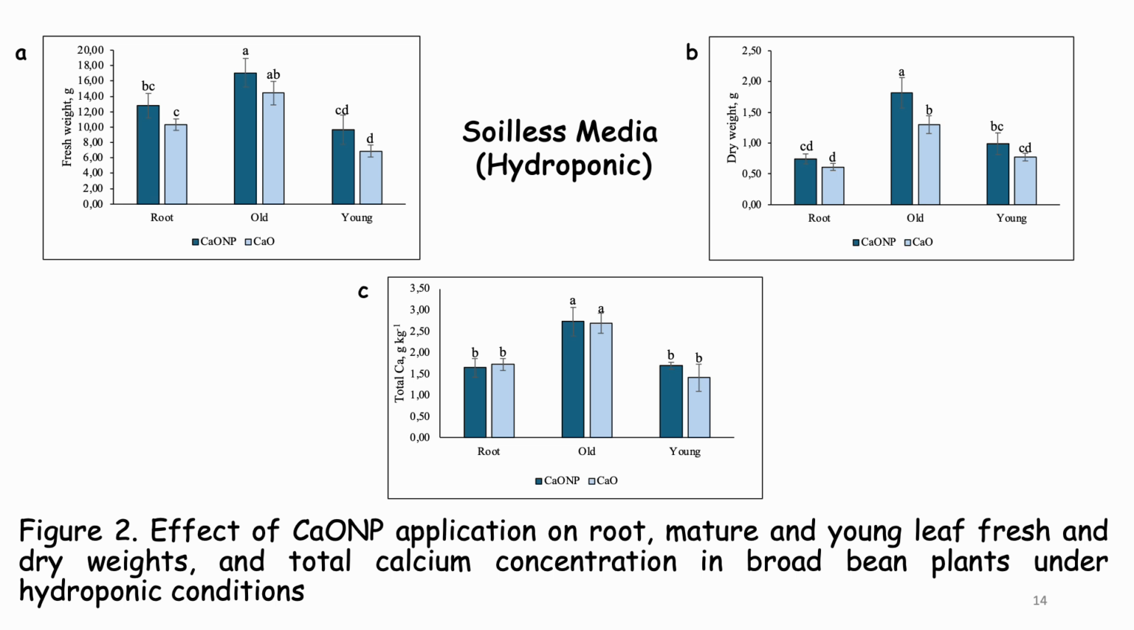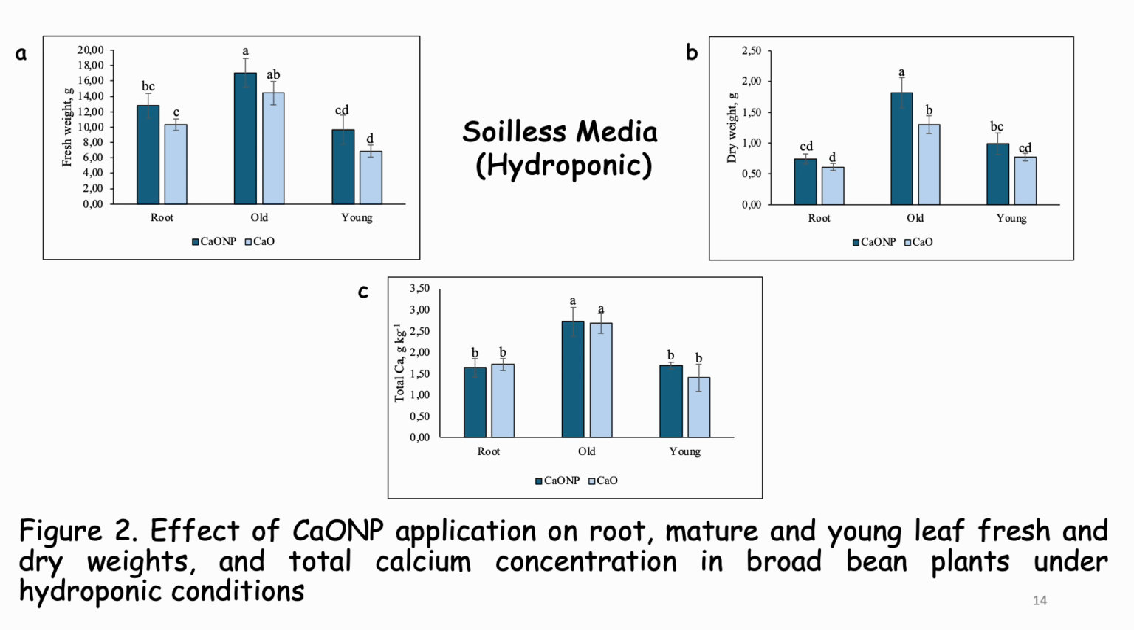In figure 2b, calcium oxide nanoparticles significantly increased dry weight of old leaves, followed by the calcium oxide. In roots and young leaves, differences were less important, but calcium oxide nanoparticles still performed slightly better. In figure 2c, old leaves had the highest calcium concentration under both treatments, with no significant difference between calcium oxide nanoparticles and calcium oxide. In roots and young leaves, calcium concentrations were similar across treatments and significantly lower than in old leaves.